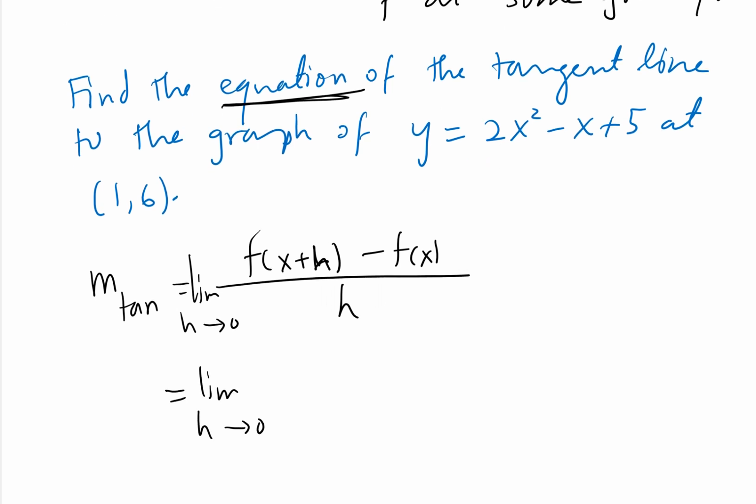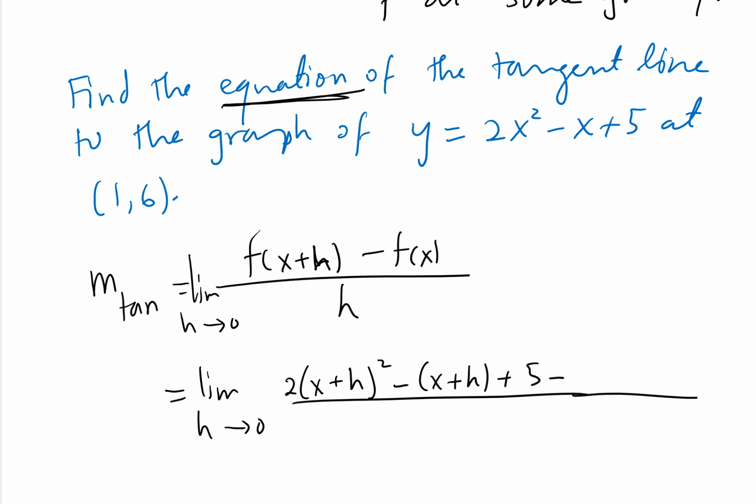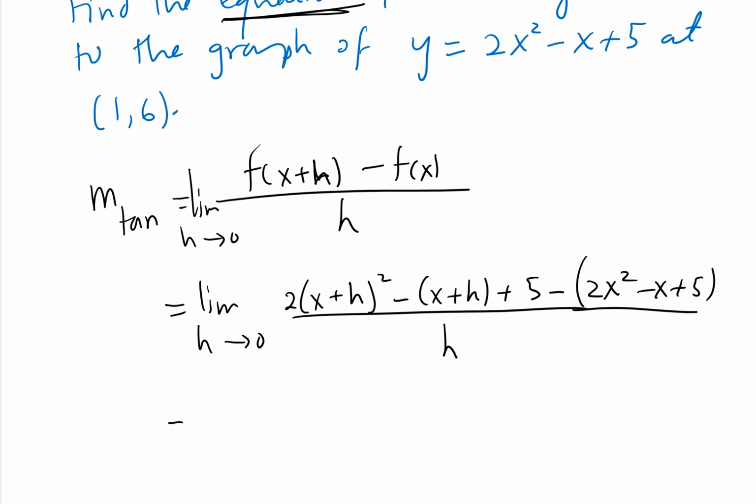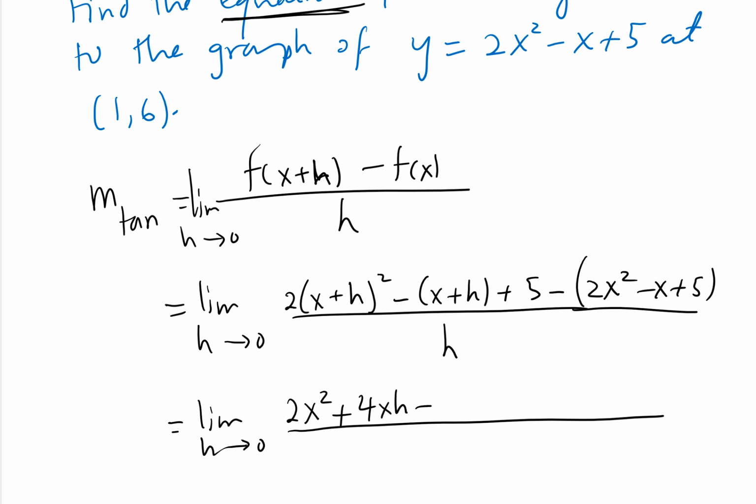Limit as h goes to 0. f of x plus h is 2 times x plus h squared, minus x plus h, plus 5, minus 2x squared minus x plus 5, over h. Two x squared plus 4xh plus 2h squared minus x minus h plus 5 minus 2x squared plus x minus 5, all over h. This cancels this. Negative 5 cancels, x cancels.